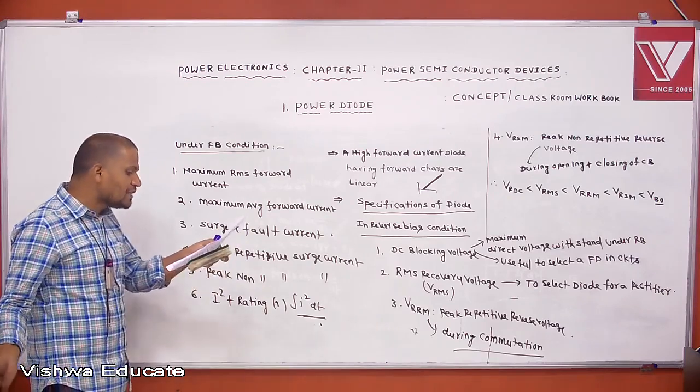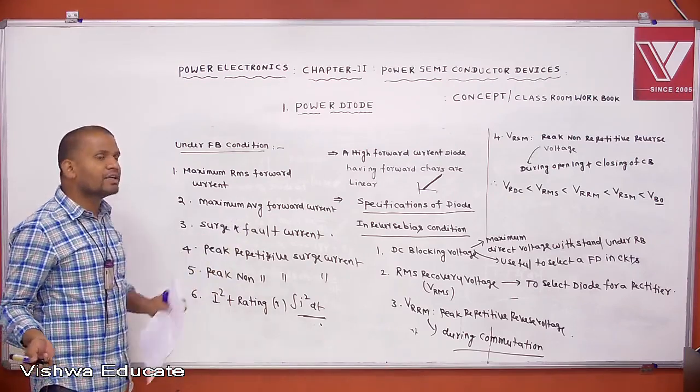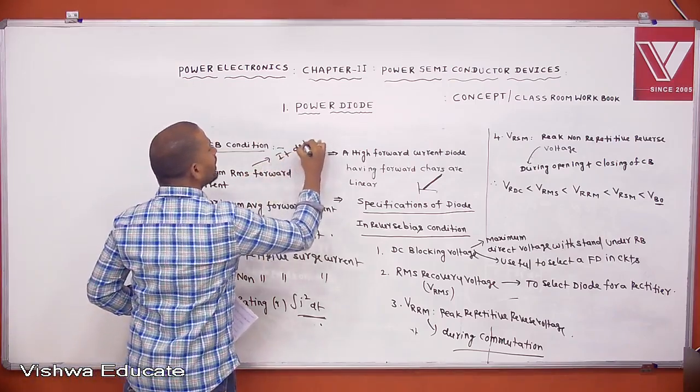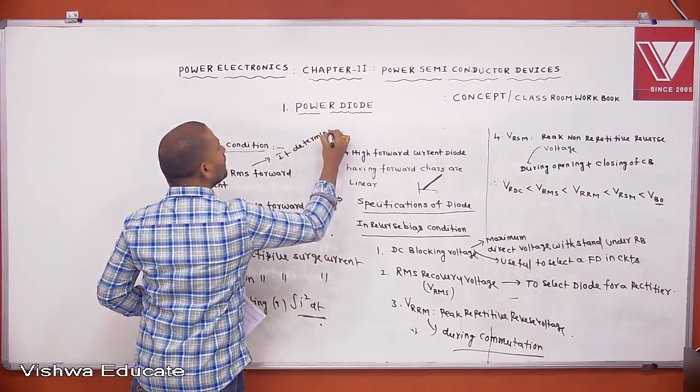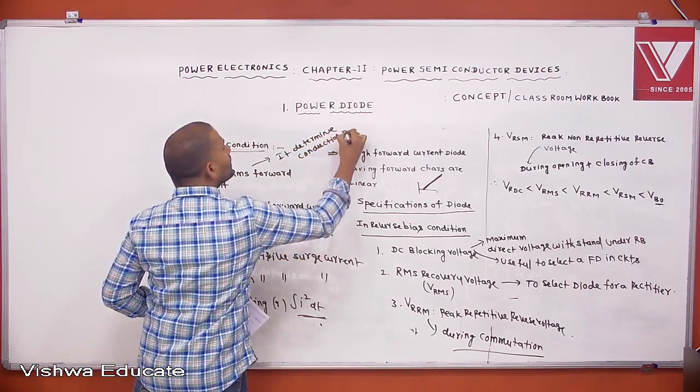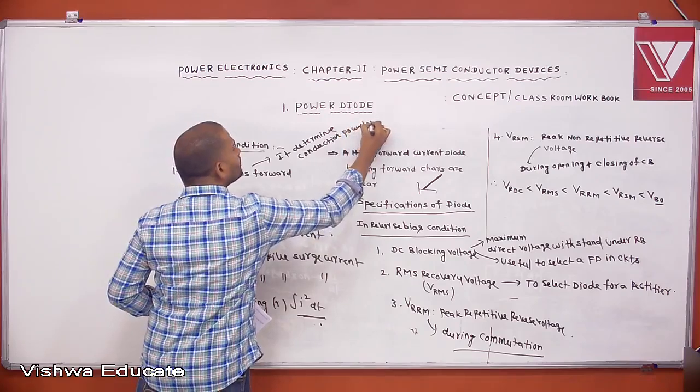This is maximum RMS current. It determines the conduction power loss.